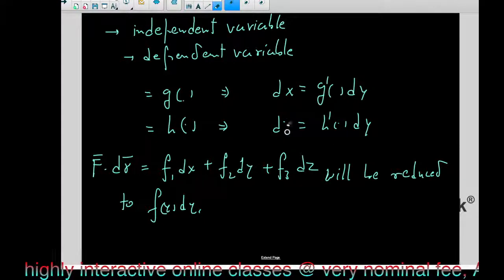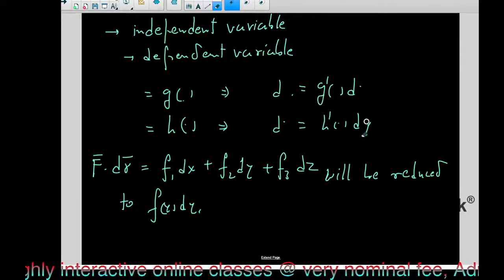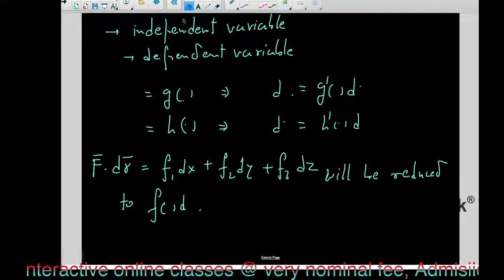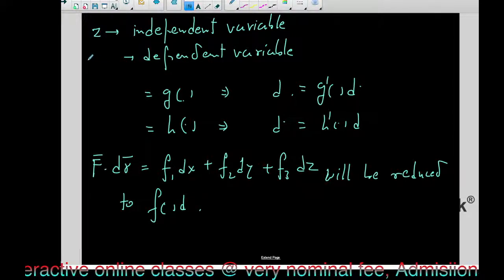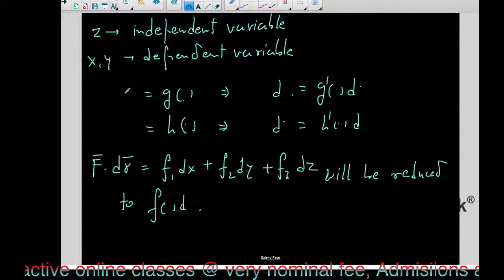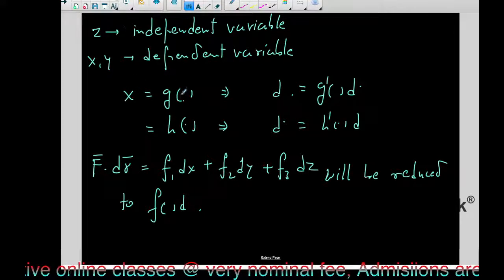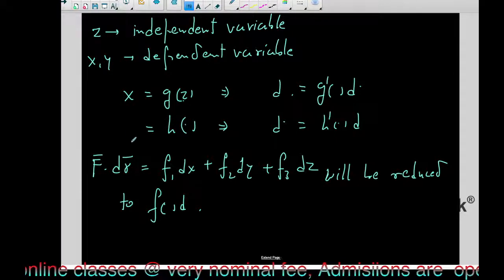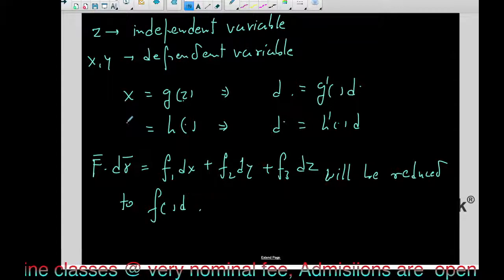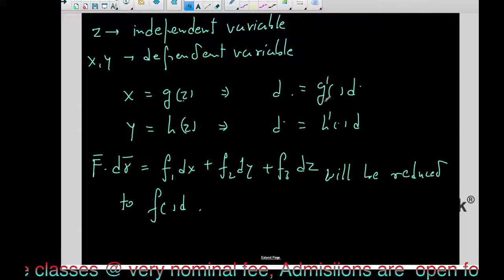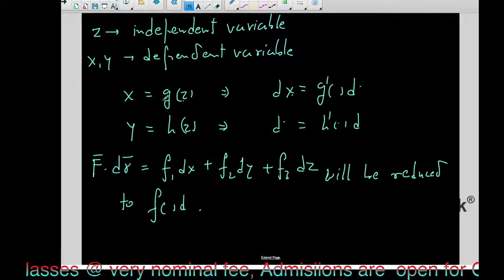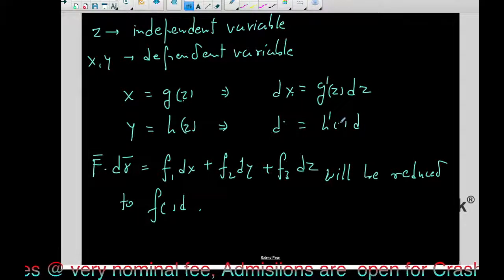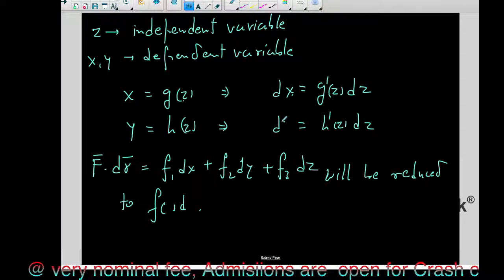So you have to eliminate this, and we go for dz. Now z is the independent variable, and x and y are dependent. x is dependent on z, so you can consider any function, not only g and h, any letter, f also. So x is a function of z, and y is also in terms of z. Differentiating, dx is g dash z dz, and dy is h dash z dz.